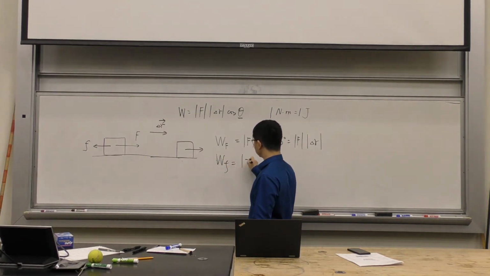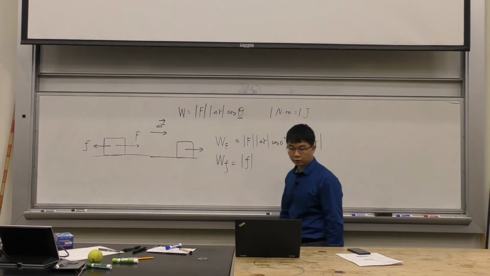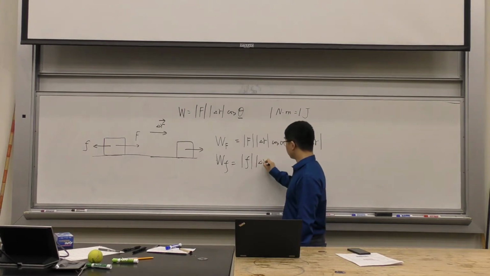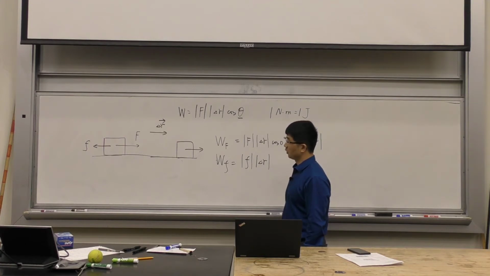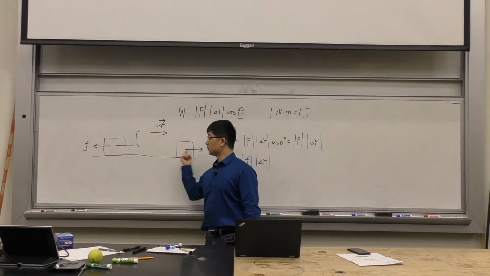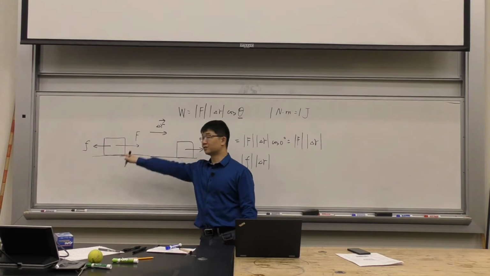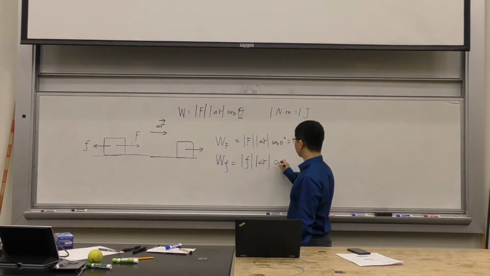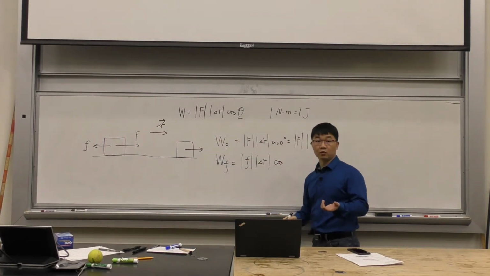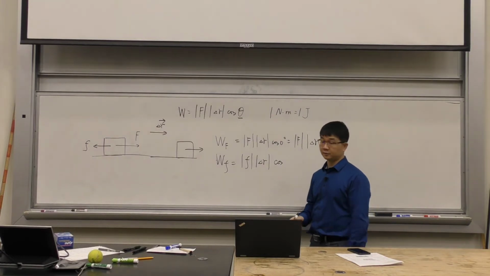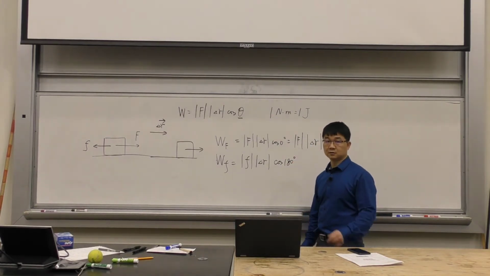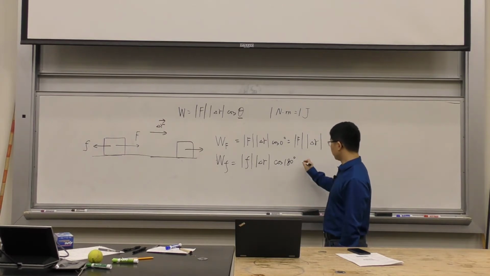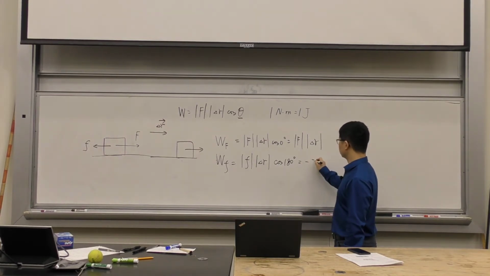Well, I would still use the magnitude of the friction force and the magnitude of the displacement. Now what is the angle between the displacement and the friction force? Displacement is still in this direction. Friction is in that direction. The angle between them is not 0 anymore. It's 180, right? What is cosine 180? That's going to be -1. Cosine 180 is -1, so you get negative the force times displacement in this case.